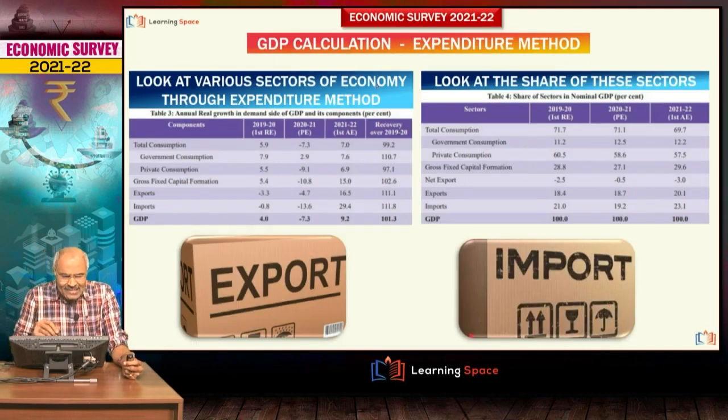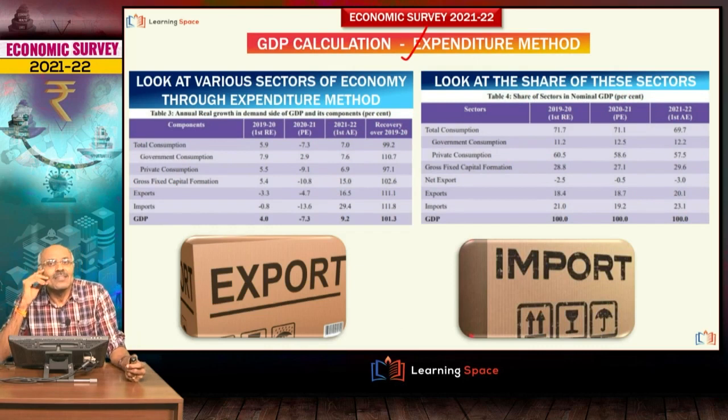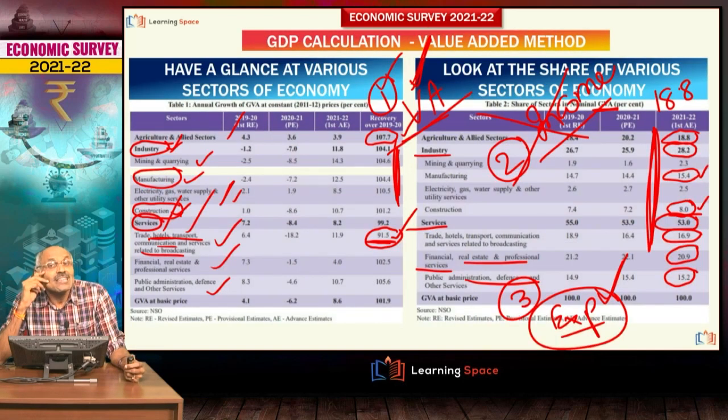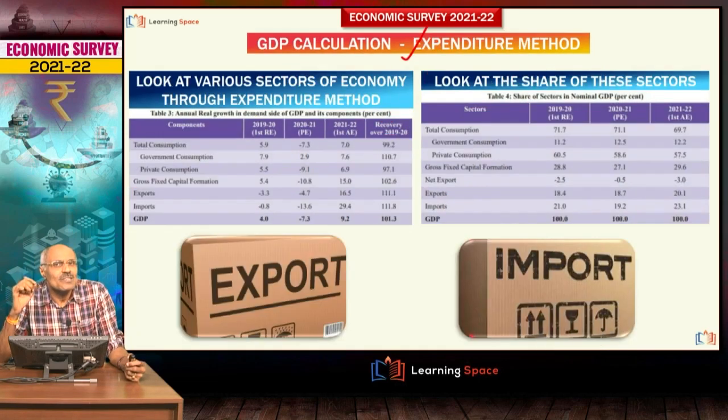Now this is expenditure method. That is the third method I talked about. First method, value added, 8 sectors of the economy. I explained how they are classified and what their contribution is. This is very important from your examination perspective. And now let us look at the expenditure method.